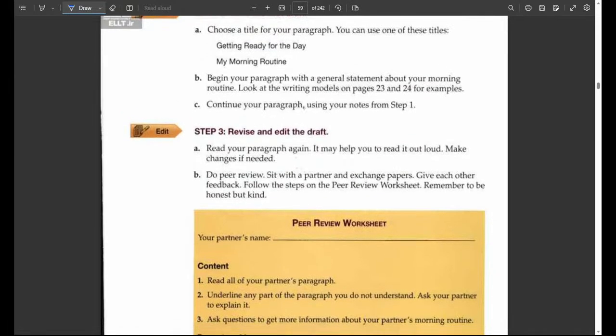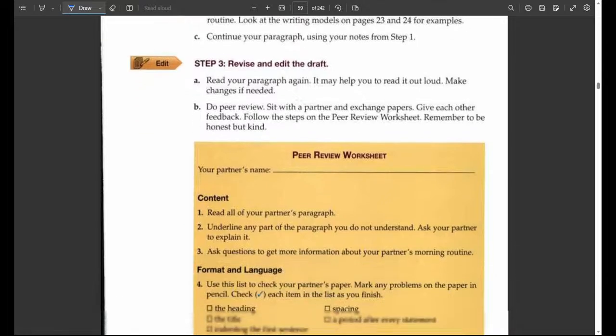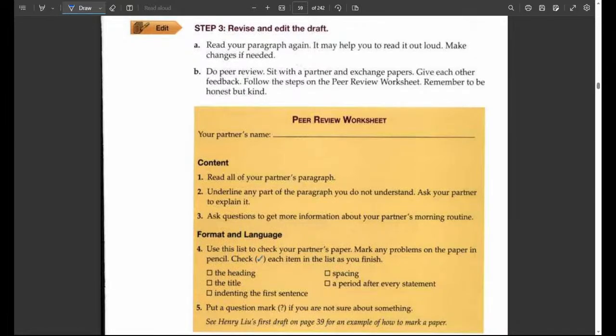So continue your paragraph using your notes from step 1. Revise and edit the draft. Read your paragraph again. It may help you to read it out loud. Sometimes when you read it out loud, you hear it as well, and that's where you can get a kind of second idea. It's like somebody else is reading it for you, and that way you recognize problems you may have in there.